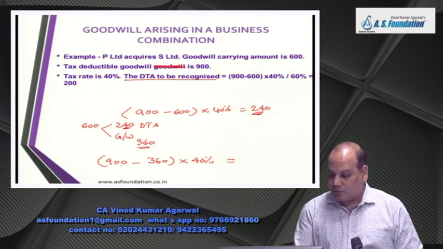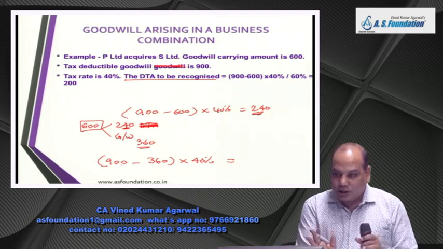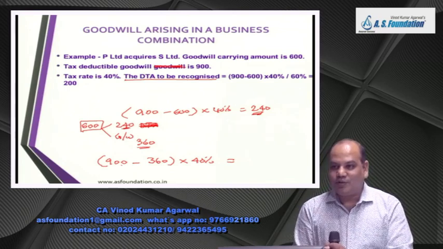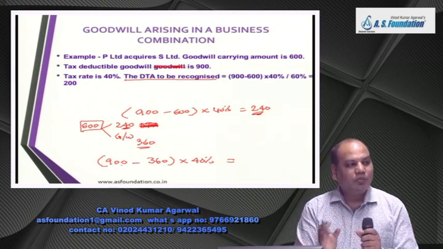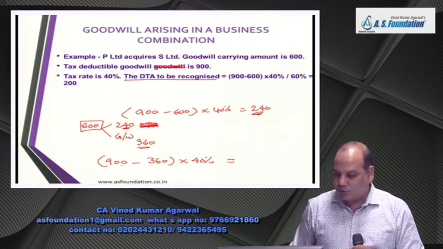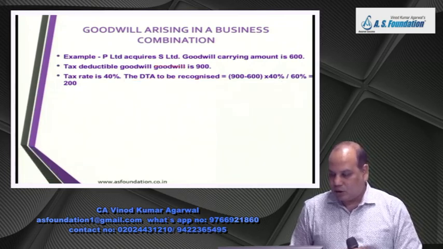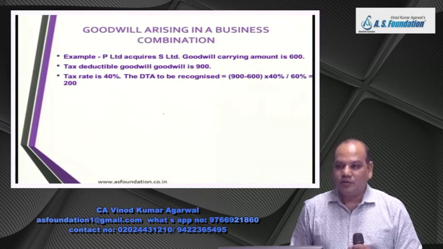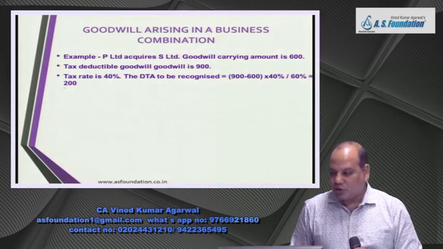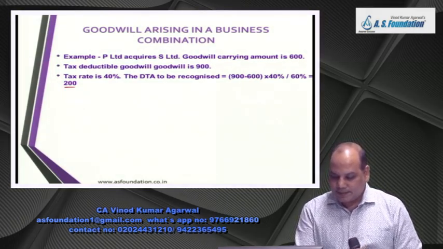So I have to divide this 600 between DTA and goodwill in such a manner that after recognizing DTA and goodwill, the equation should match. So 900 minus 600 into 40%, and you have to gross it up. Divide by 60%, so it comes to 200. Now I can prove this is right. Why it is right?